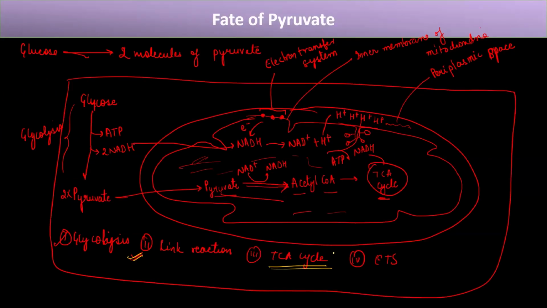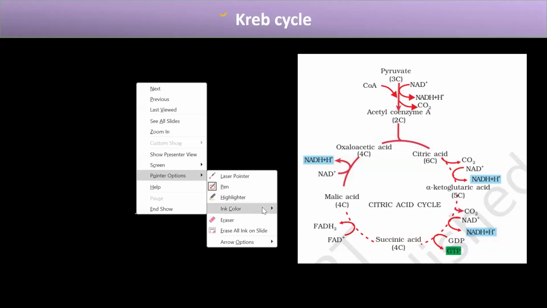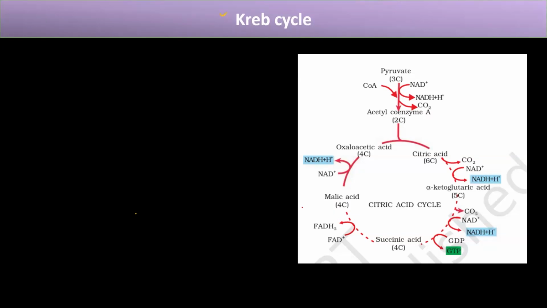Now the third is the TCA cycle. The TCA cycle is also known as the Krebs cycle. It has multiple names based on what product it forms or what its function is. The Krebs cycle is named so because it was discovered by the scientist Krebs. But apart from this, it is also known as the citric acid cycle.